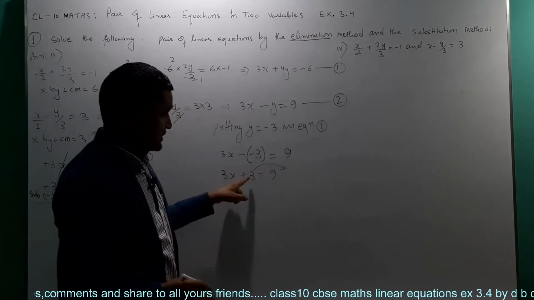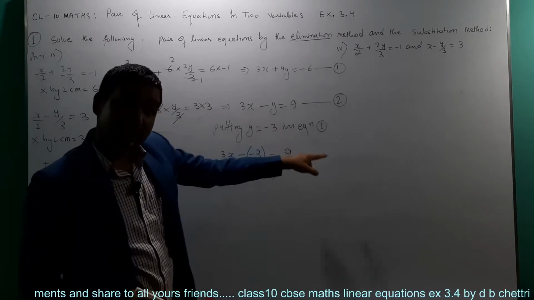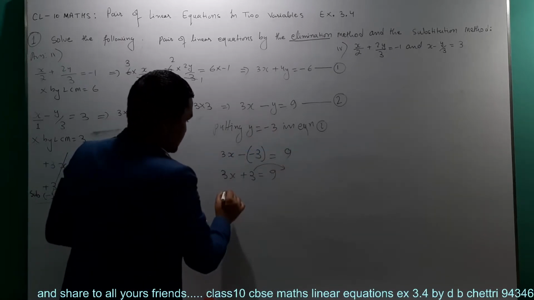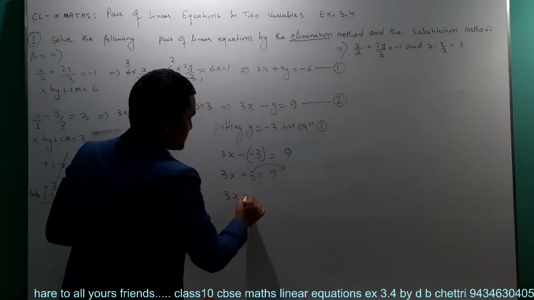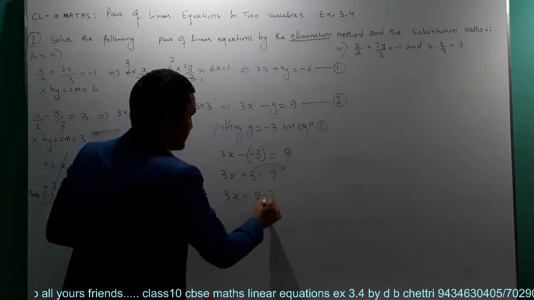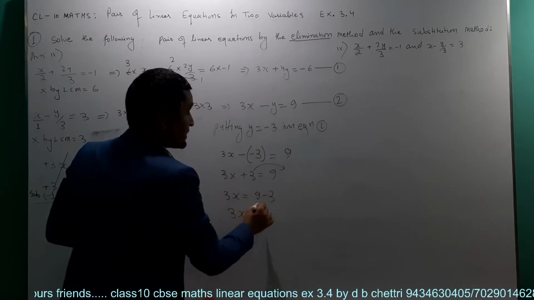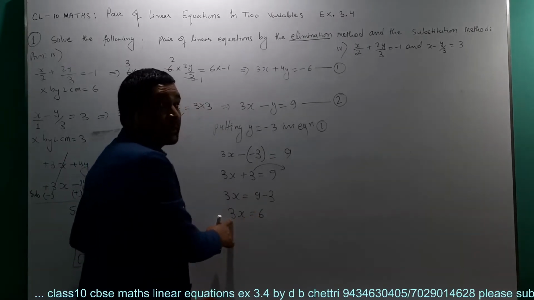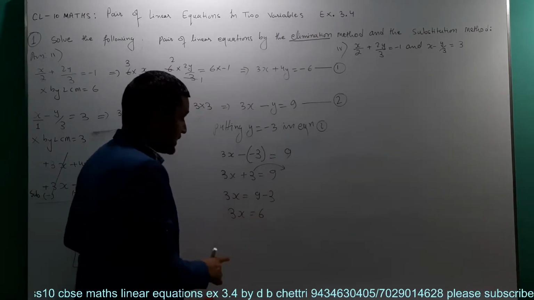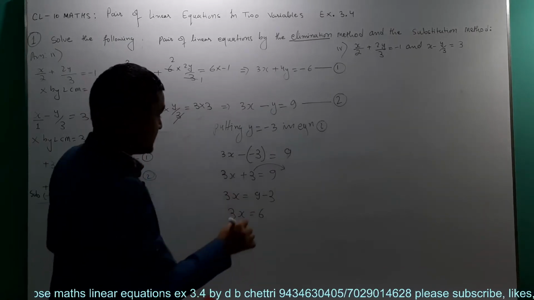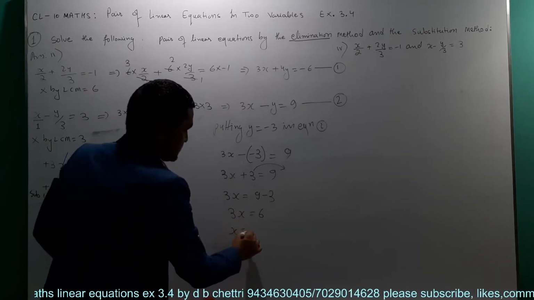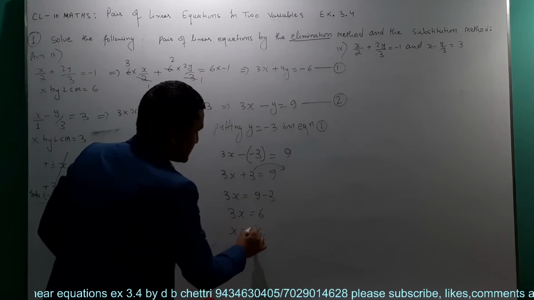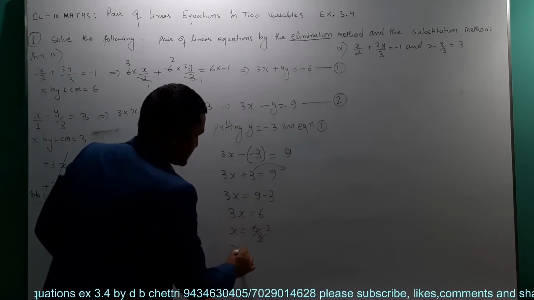Take this 3 to the right side. Then 3x equals 9 minus 3. 9 minus 3 is 6. Then this number multiplied always goes to the denominator of the other side. That means they are in a division relation. Then x equals 6 by 3. 3 ones are 3, 3 twos are 6. x equals 2.